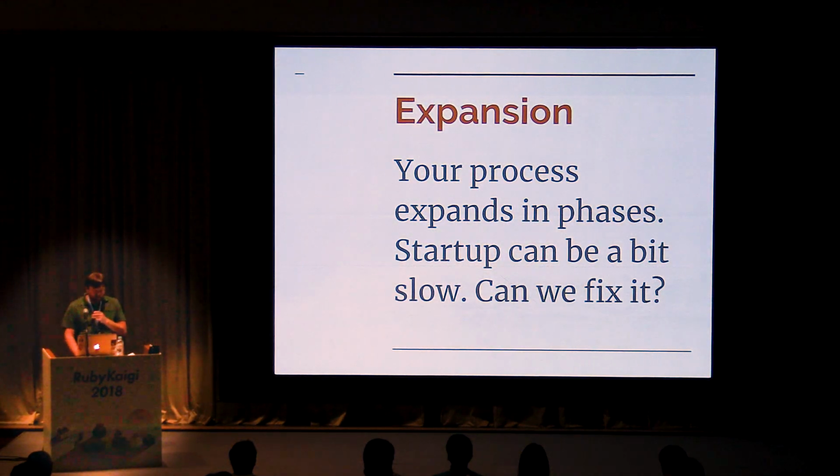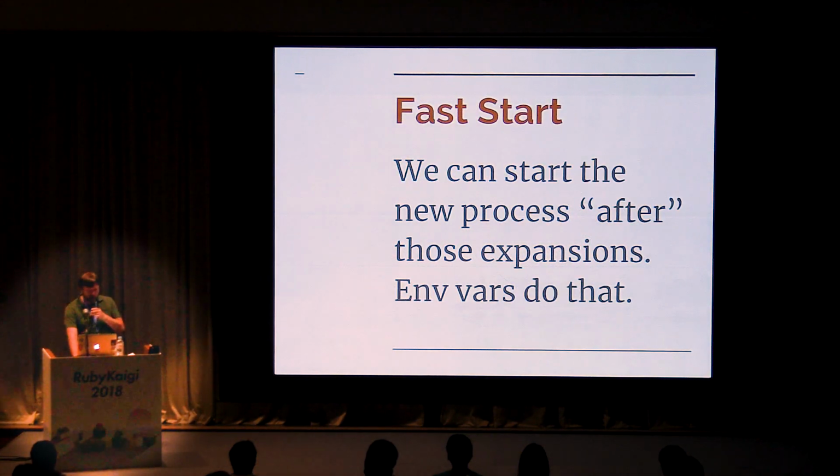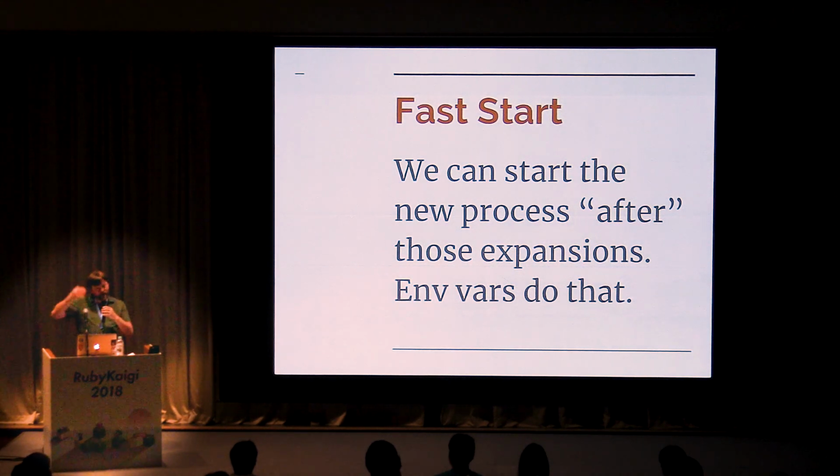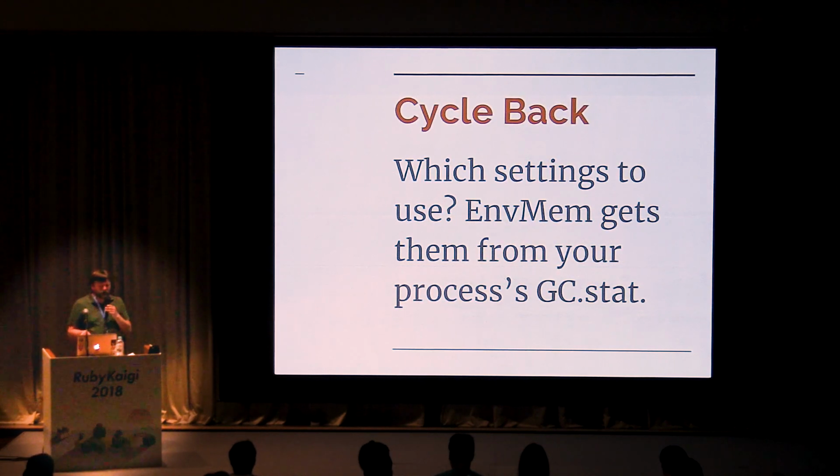Your process expands in phases. Startup is slow. You want a fast start. You'd like to sort of have your process start after all those expansions. You can do that with environment variables. Sure, problem solved, right? Well, what do we put in those environment variables? I mean, big numbers, but what big numbers? envmem gets them from your process's gc.stat. So you run the process for a while. Now you know about how big it wants to be. Let's just start it again like that.